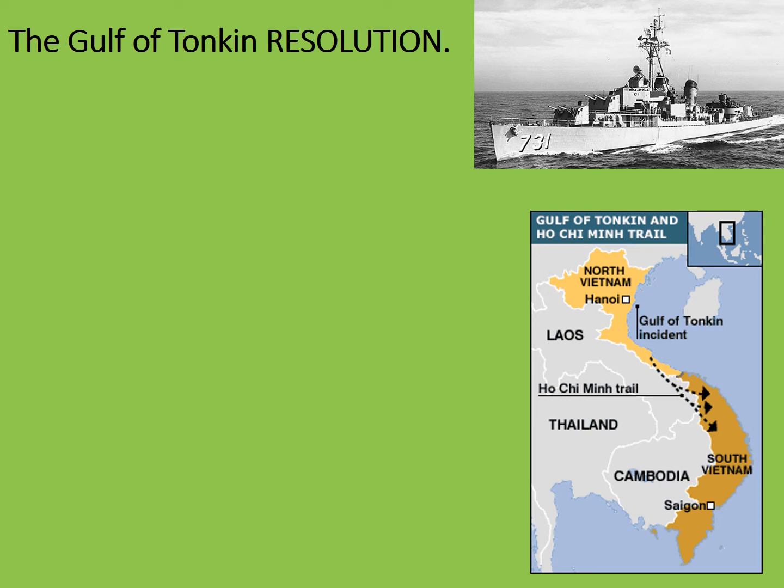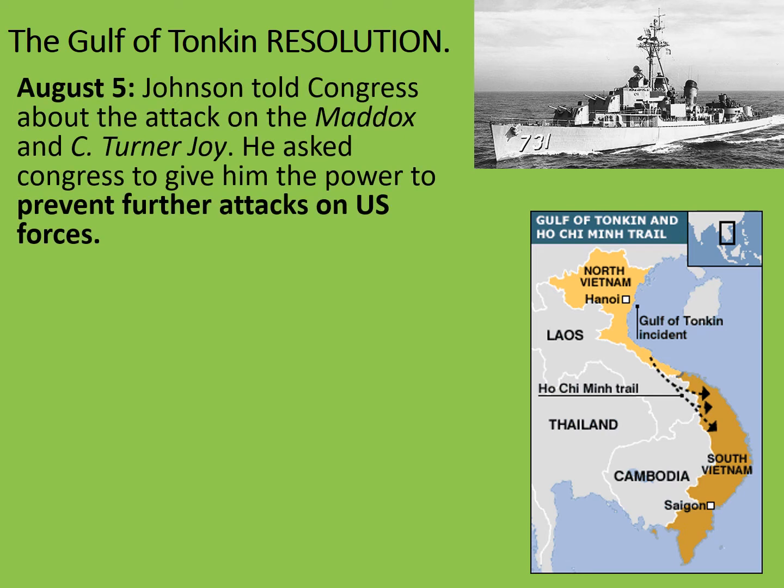Now, this second part is called the Gulf of Tonkin Resolution. So remember this from our keywords earlier. This was an agreement and an act within Congress to authorise American troops to fight in Vietnam. On August the 5th, Johnson told Congress about the attack on the Maddox and Turner Joy. He asked Congress to give him the power to prevent further attacks on US forces.